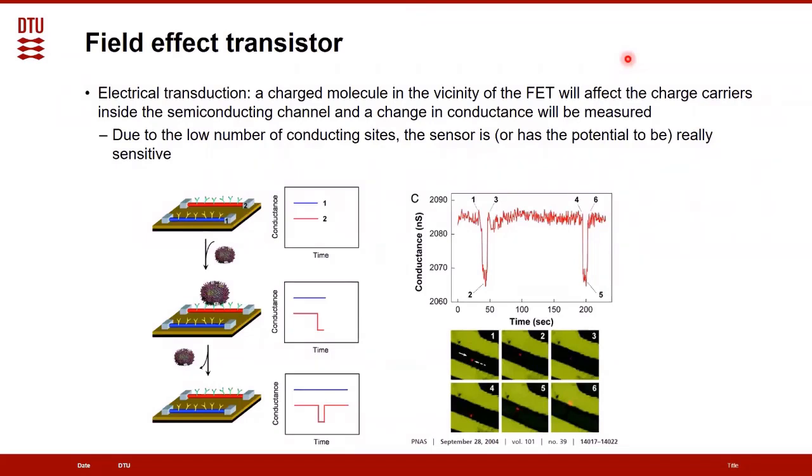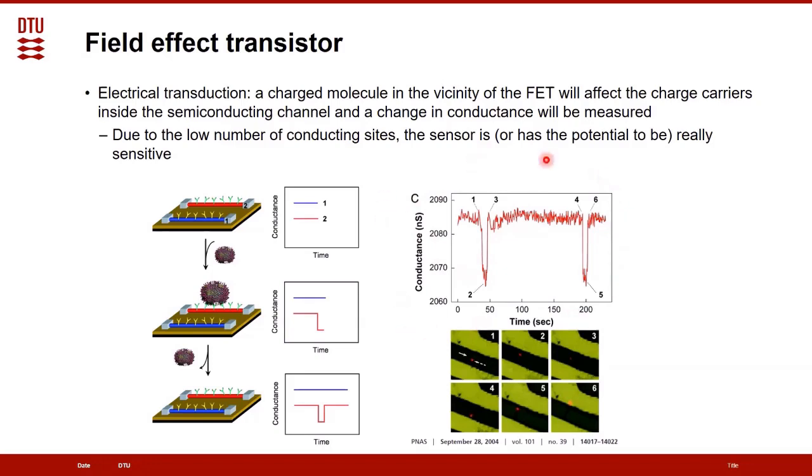We will now continue with another very interesting biosensor, namely the silicon nanowire field effect transistor. This is a system based on electrical transduction, where a charged molecule in the vicinity of the nanowire will affect the charge carriers inside the semiconducting channel, and a change in conductance will be measured.